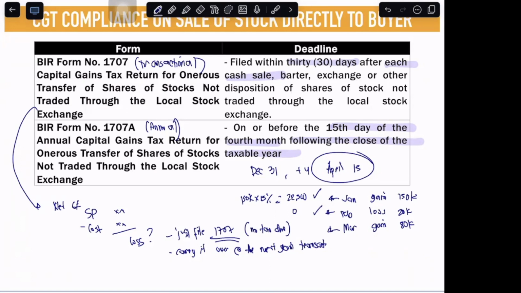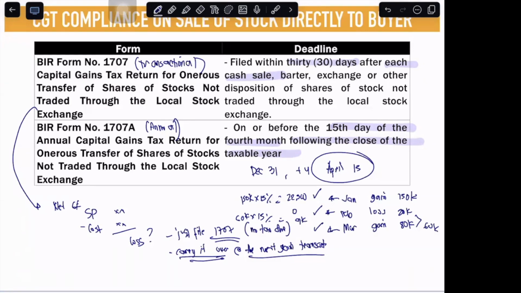How about in your March? We said you can carry over the loss previously on your next gain transaction. So in net mo na to, magiging 60,000. So you need to file 60K multiplied by 15%. So we have here 9,000. Ganun pagka may loss.